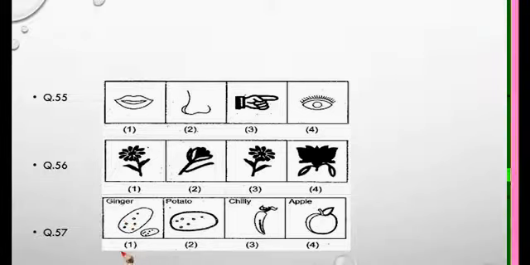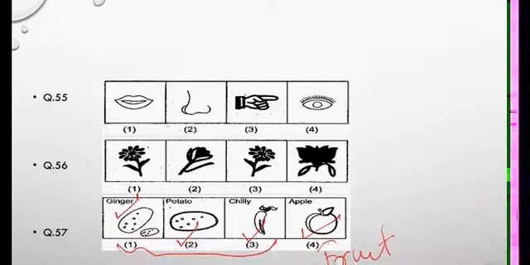In question number 57, we have 4 options given. In the first option, a picture of ginger is given. In option 2, a picture of potato is given. In option 3, a picture of chili is given, and in option 4, a picture of apple is given. We can see that apple is a fruit, whereas the remaining 3 pictures belong to vegetables or items used in the kitchen. So the answer for question number 57 is 4.